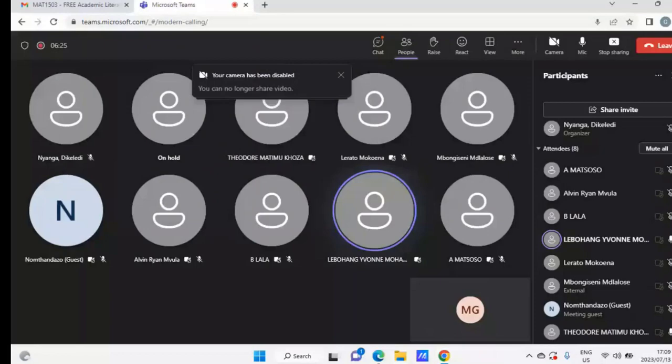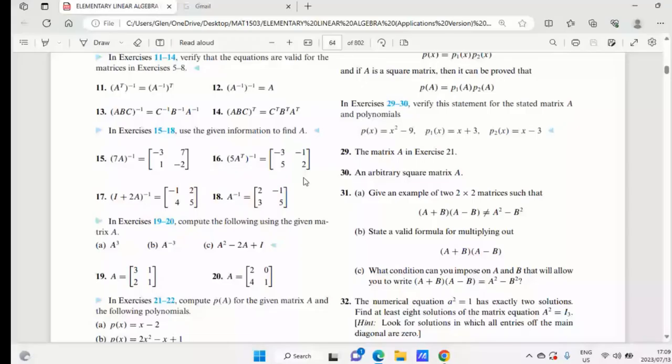I'm good. Now, may I ask? For number 17, what they are essentially asking us to do is get the inverse of the identity matrix and add it to 2 times the matrix A, and then confirm that it's equal to what is on the right. Is that it?